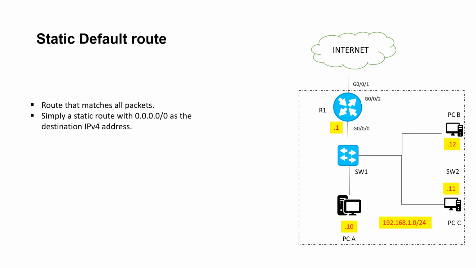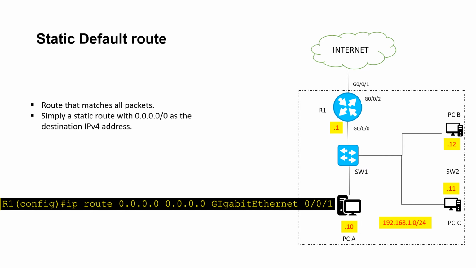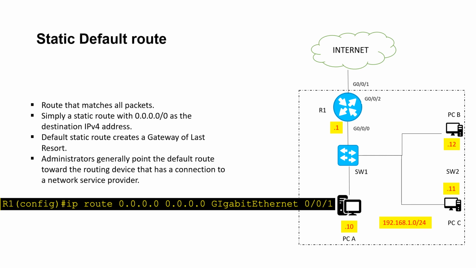Configuring a default static route creates a gateway of last resort. Administrators generally point the default route towards the routing device that has a connection to a network service provider or an internet service provider. Therefore, packets with destination outside the organization LAN, typically destinations on the internet or WAN, are forwarded to the routing device with the connection to that internet or service provider.